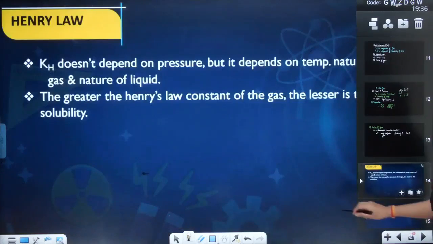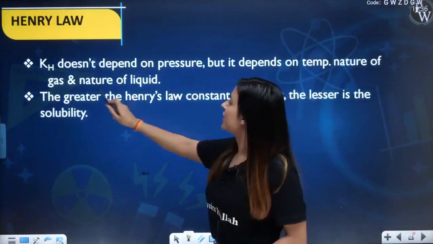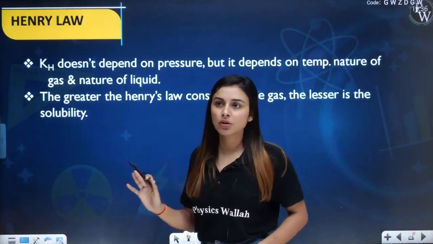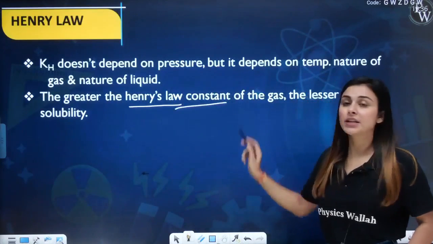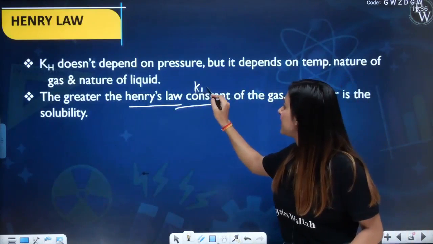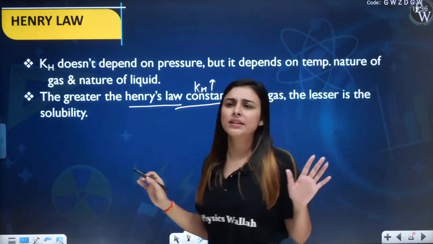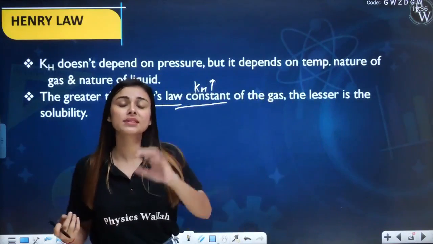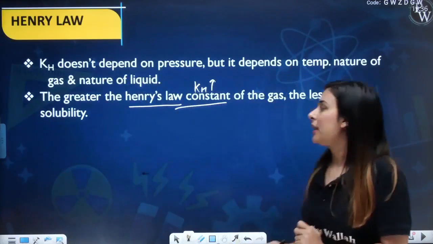Okay, now read this. KH does not depend on pressure, but it depends on temperature, nature of the gas and the nature of the liquid. We are clear with this concept. The greater the Henry's law constant, that is the more the KH value of the gas, the lesser is the solubility. I hope now it is clear why the solubility is less, because generally we talk about the constant pressure conditions. Okay, let's move forward.